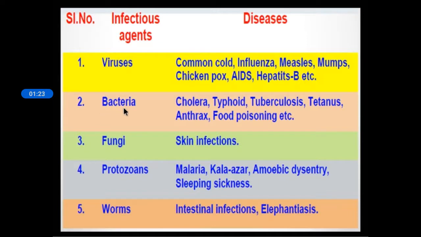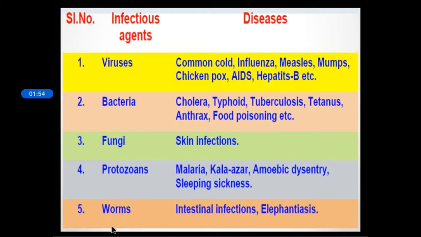Then comes bacteria. The diseases are cholera, typhoid, tuberculosis, tetanus, anthrax, food poisoning. Then fungi. Fungi can affect both plants and animals, and may cause certain skin infections. Then protozoans, like malaria, then kala azar. Actually it's a Hindi word, kala, black fever. Okay. Amoebic dysentery, sleeping sickness.